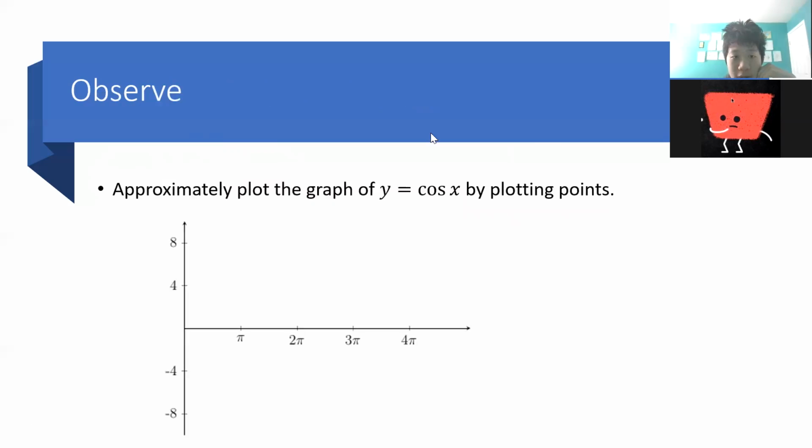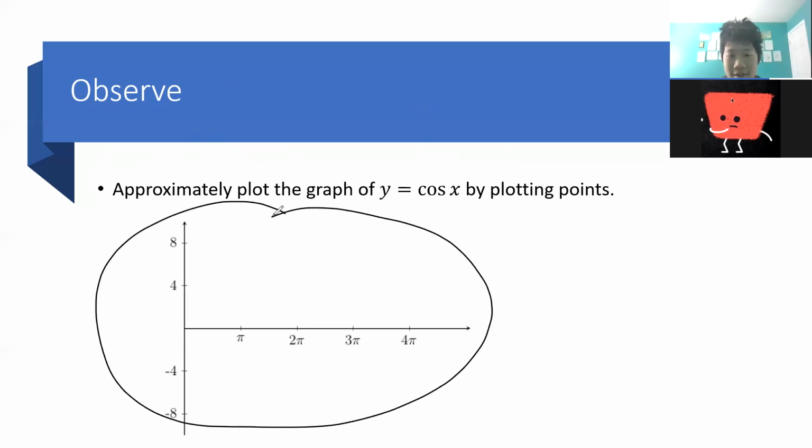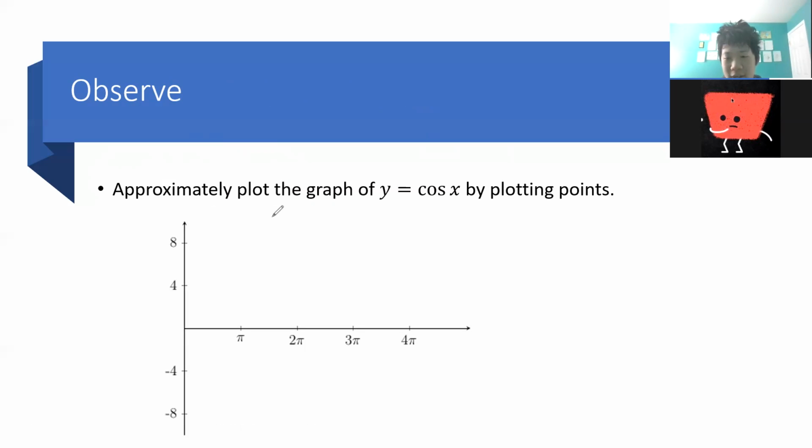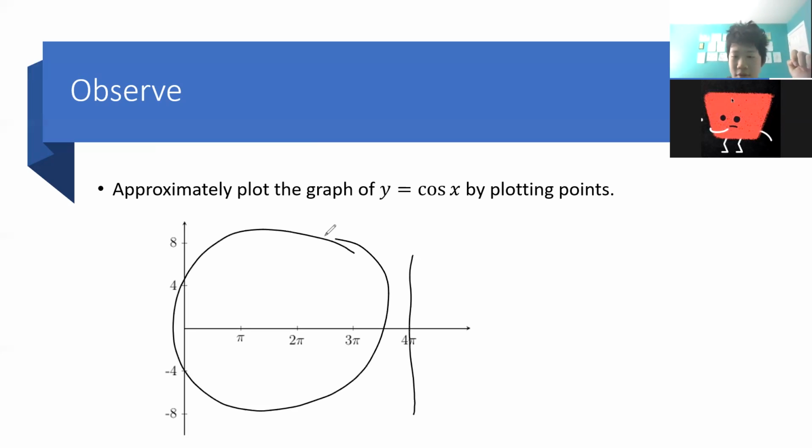Okay, so I sent you guys a PDF with like 12 of these things. So if you have that in Notability or you print it out, you can use that. I just want you guys to approximately plot the graph of y equals cosine x by plotting points. Just plot in values and then it will trace out some kind of graph. Do it all the way to 4 pi. So from 0 to 4 pi, I want you to have a graph within this domain. Let's take 5 minutes to do this.